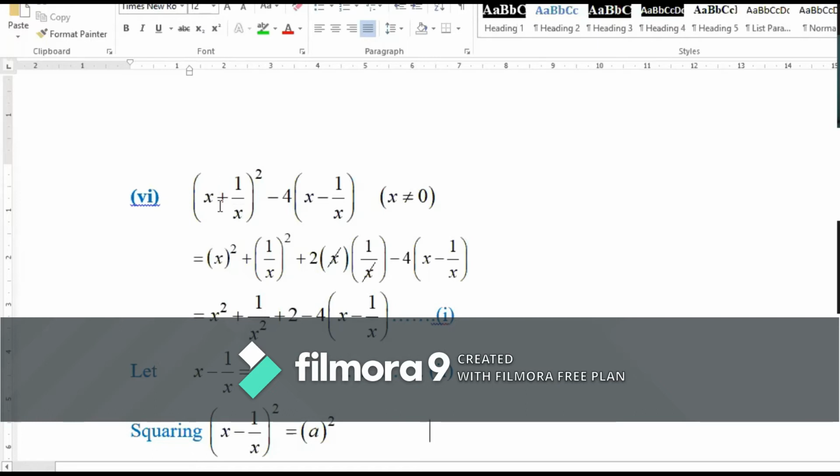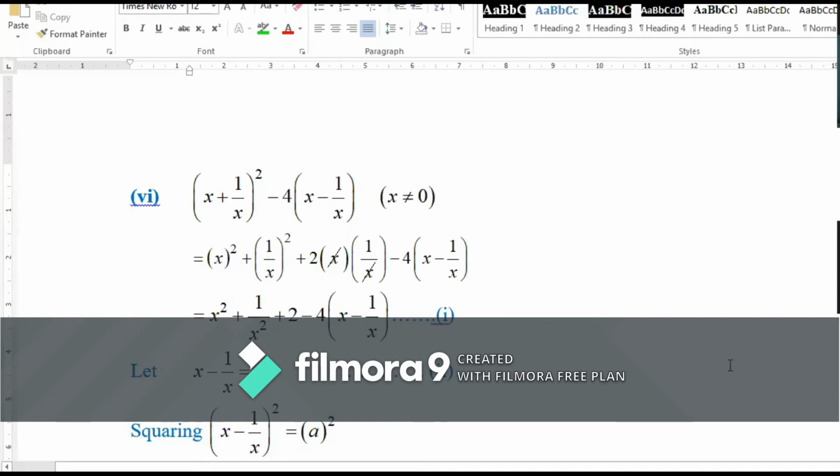For that purpose, you will have to expand the square. If you expand the first term by using the formula of (a plus b) whole square, you will get 3 terms: first term square, second term square, plus 2 times first into second. This will generate 3 terms right here, and minus 4 times (x minus 1 over x) is right here as it is. Now you will see that once you substitute the value of x minus 1 over x, write it in this place.